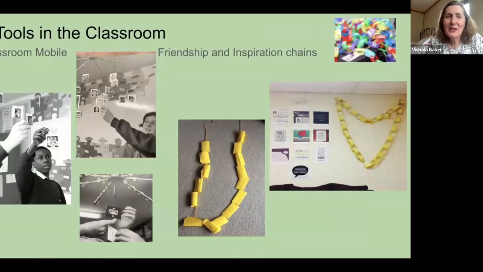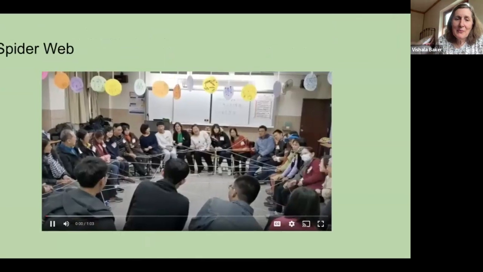So here's a few other things. One is a classroom mobile that you have up above in the classroom, and everybody has their picture on it. I've even seen teachers, when there's a problem in the classroom, slide that and it makes the mobile go off balance. And they talk about how it's important for us all to be in balance so the class can be in balance. And this is a friendship and inspiration chain, where you draw a picture or something that makes you feel good or is friendly, and then you open it up like a present every day. It's called friendship and inspiration chains.